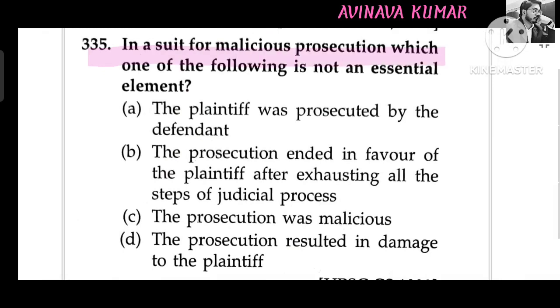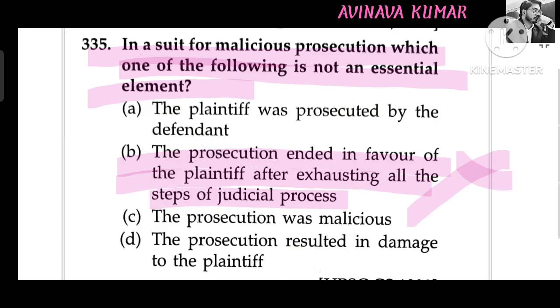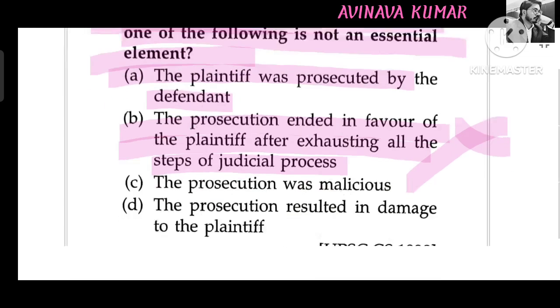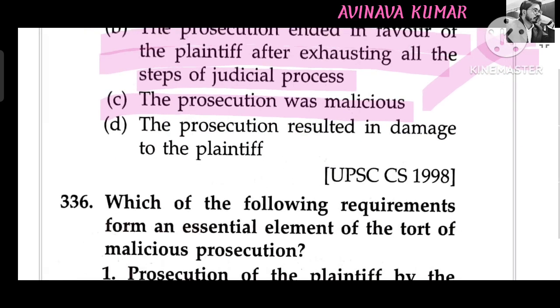In a suit for malicious prosecution, which one of the following is not an essential element? The prosecution ended in favor of the plaintiff after exhausting all the steps of judicial procedure. This need not be. Even a discharge and such things will do. The plaintiff was prosecuted by the defendant. The prosecution was malicious. The prosecution resulted in damage to the plaintiff.